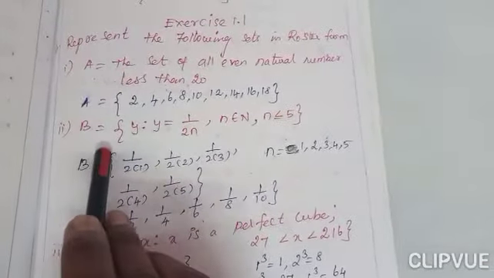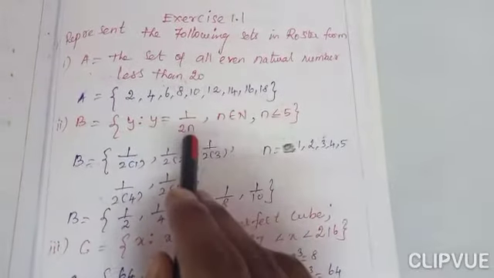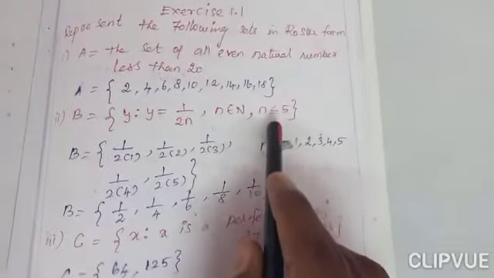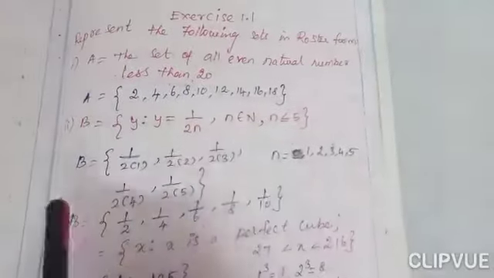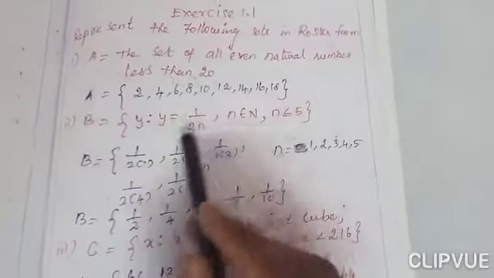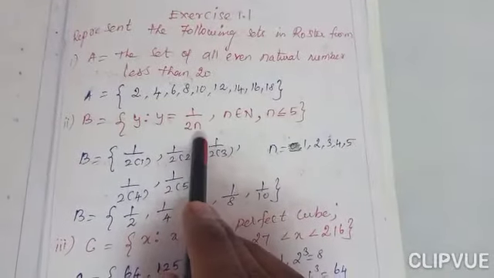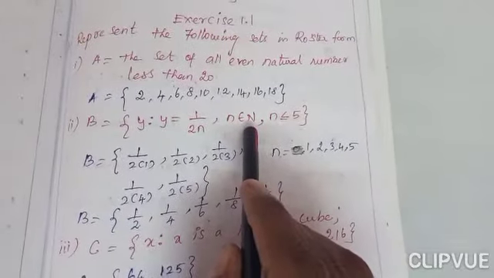B equals y such that y equals 1 by 2n, n belongs to natural numbers, n less than or equal to 5. This question is a little different from the previous one. Here they have given the condition y equals 1 by 2n. This n belongs to natural numbers. The natural numbers begin with 1.